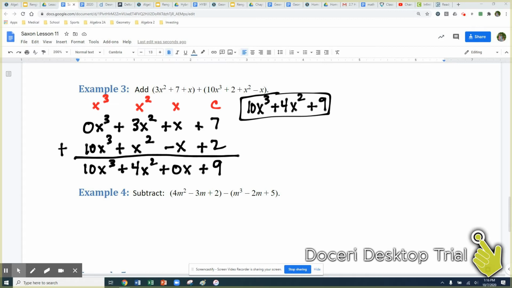I did not put the 0x. If you put it, it doesn't do anything, so we're not going to put it in there. We just have our 3 terms. Something we talked about yesterday is classifying. You have a third degree, which means you have a cubic, and you also have 1, 2, 3 terms, which is a trinomial. So that's one way that we can add those together.